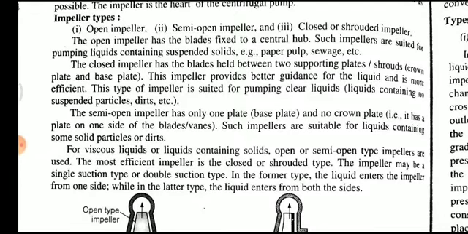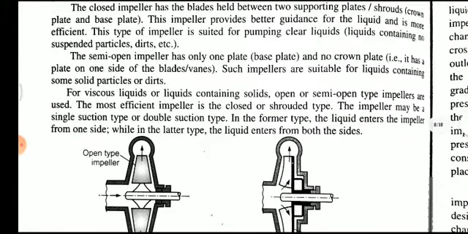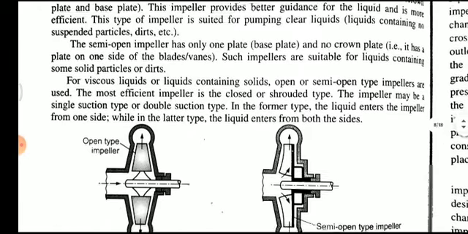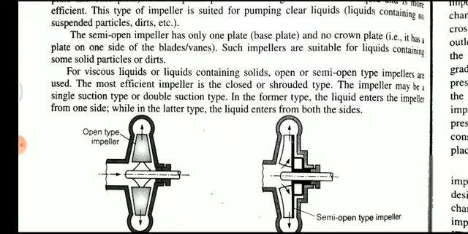The semi-open impeller has only one plate. This is the base plate and no crown plate. In other words, it has a plate on one side of the blades or vanes. Such impellers are suitable for liquid containing semi-solid particles or dirt.